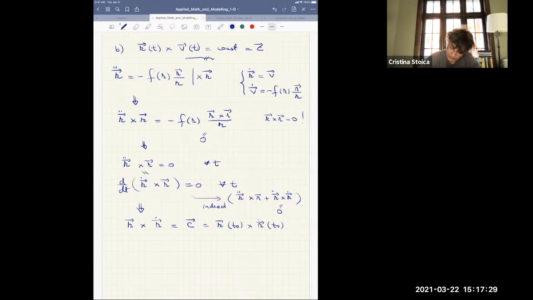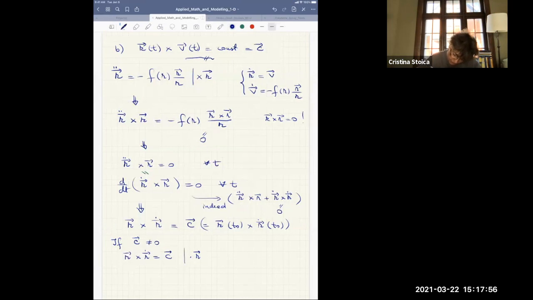So this is a side note. Now we said further, if C is 0 or C is non-zero. So if C is not 0, I said show that the motion is on the plane. We have R cross R dot equals C. Let's do the triple cross product left or right with R, let's say.